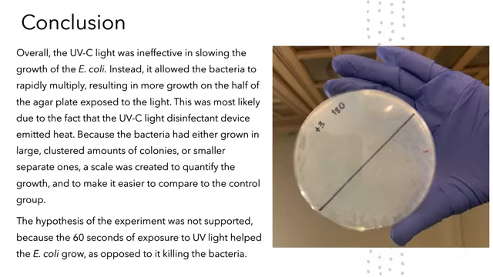Conclusion. The UVC light was ineffective in slowing the growth of the E. coli, disproving the hypothesis. After some thought, it was believed that the UV light's emitted heat helped the bacteria grow faster.